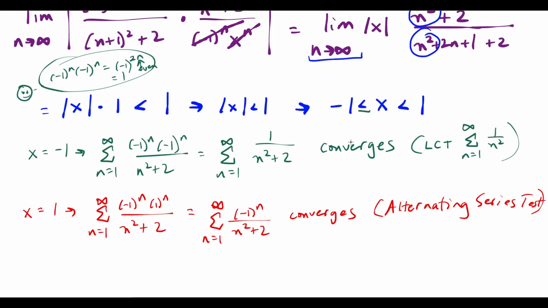So since this series converges at x equals 1, we can include that in our endpoint, and now we could write out that our interval of convergence is going to go from -1 to 1 inclusive.